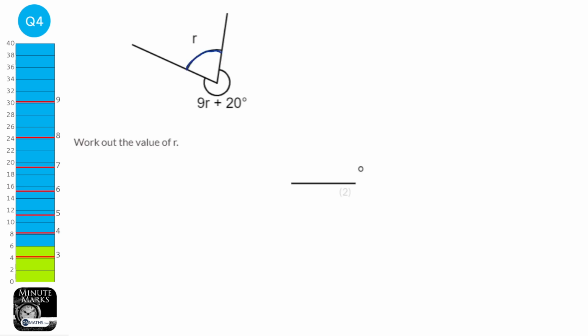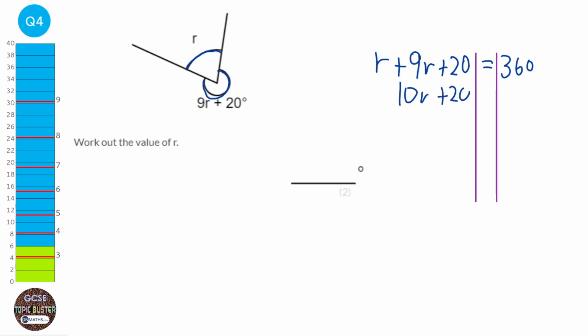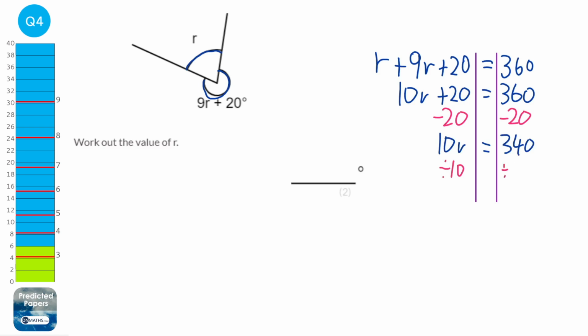Angles at a point add up to 360. And we are given the values of the angles, but in terms of r. So we know that r plus 9r plus 20 will equal 360. So we've got an equation here we can solve. First of all, let's add the r's together. That will be 10r plus 20 equals 360. Then we're going to subtract the 20 from both sides. So we have 10r equals 340, and then we're going to divide by 10 both sides. So we have r equals 34. So our answer is 34.